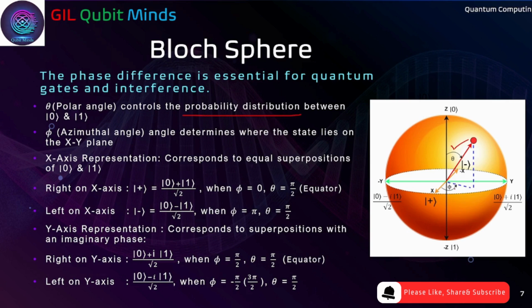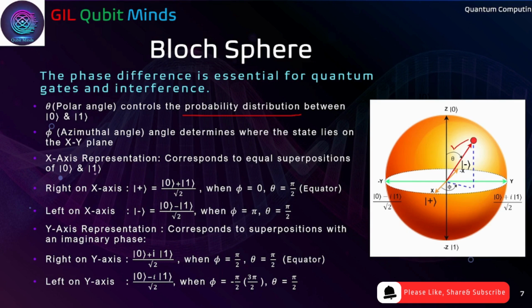What is phi? Phi is this angle. Suppose this is a point, a quantum state here. If you want to explain it through phi, then we need the help of this azimuthal angle, which determines where the state lies on the xy plane. In the xy plane, it tells us where this state lies.